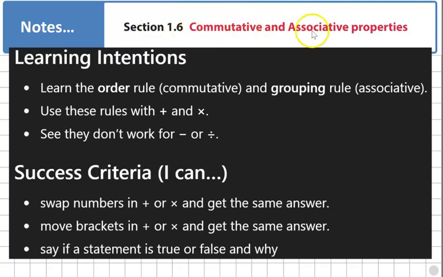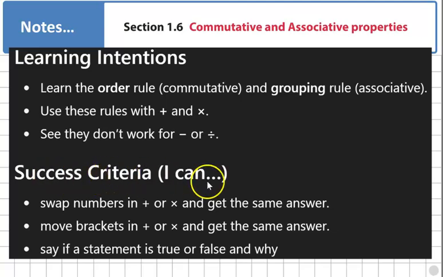Commutative and associative properties. Learning intentions. Learn the order rule, commutative, and grouping rule, associative. Use these rules with addition and multiplication. See they don't work for subtraction or division.